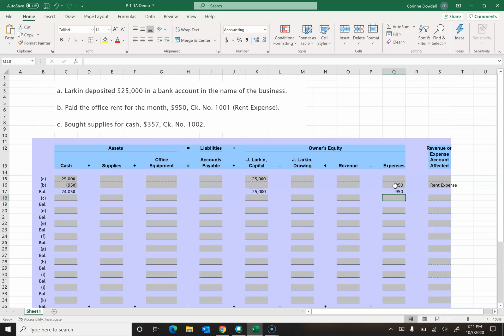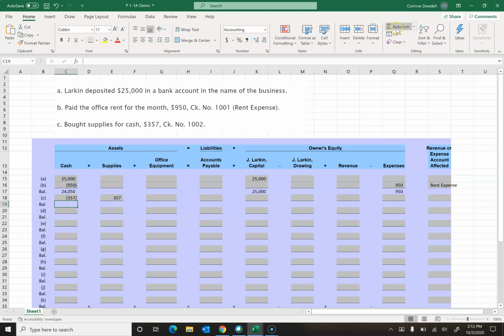Transaction C, bought supplies for cash, $357, check number 1002. Don't worry about those check numbers. Those are what we call source documents, and we are not there yet. Okay, but that's where this information is coming from. So bought supplies for cash. So we know we have a negative $357 to our cash. Remember, you always put it in as a minus if you're subtracting cash. And then supplies, we have a positive $357. We don't have any kind of expense or anything over there.